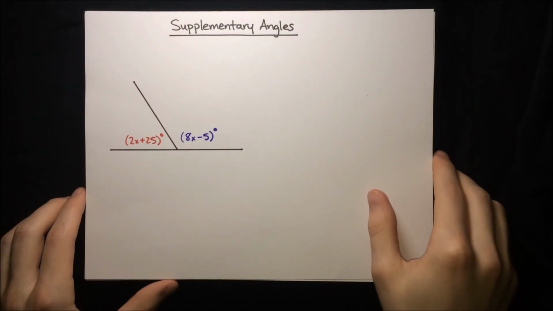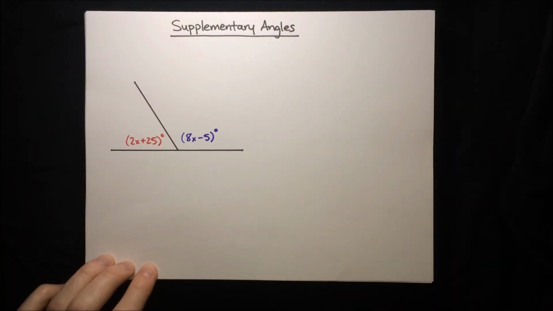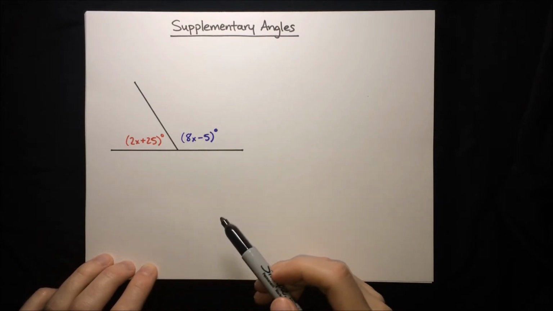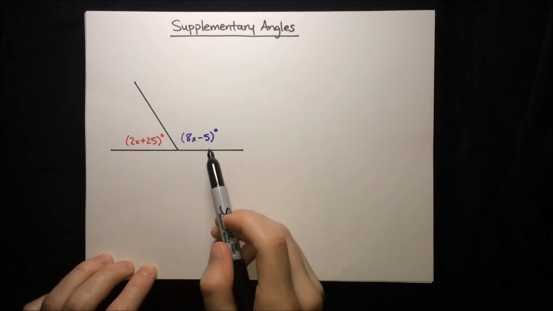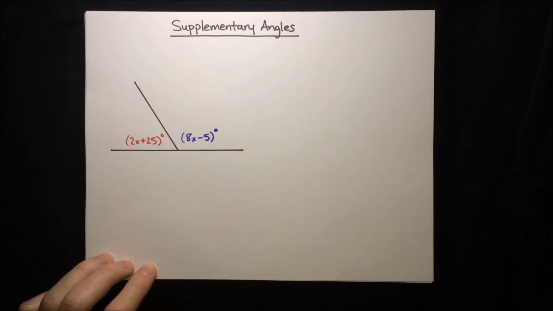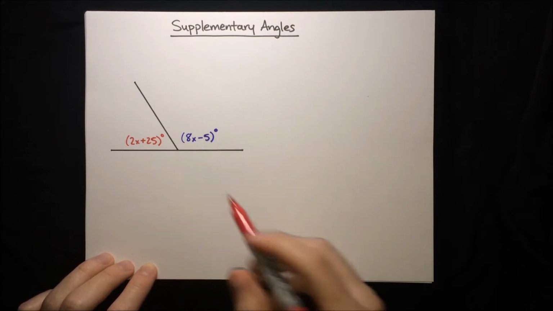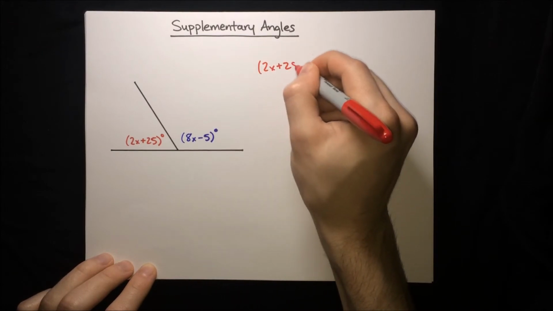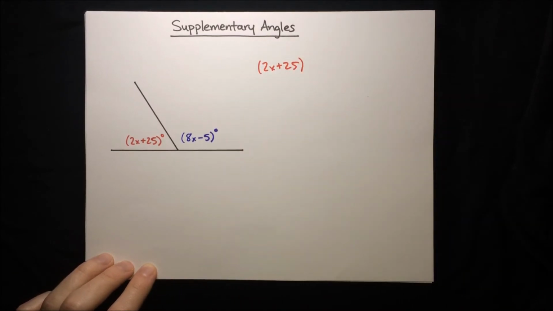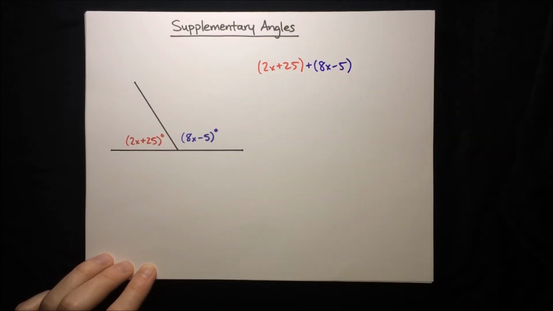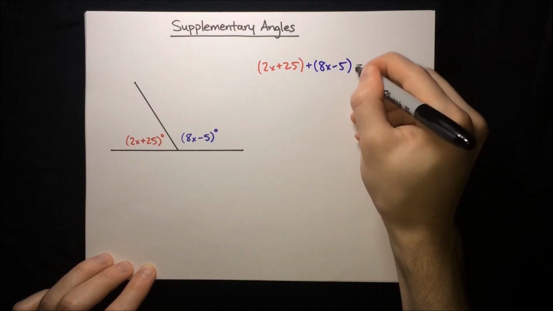We can also use the idea of supplementary angles to solve for a variable x even if we don't know what either angle actually is. Since these two angles form a straight angle, they're supplementary, which means their measures add to 180 degrees. And we can use this information to write an equation to solve for x. So the first angle measure, 2x plus 25, plus the second angle measure, 8x minus 5, has to equal 180.